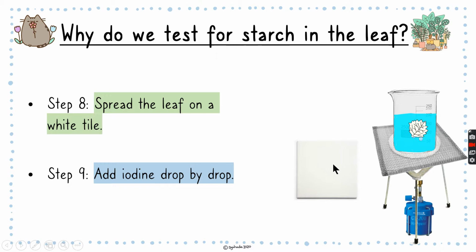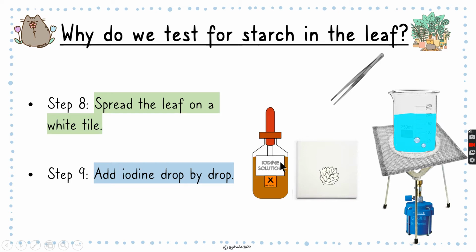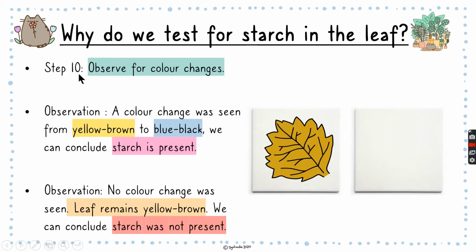So next you get a white tile, get your forceps again, transfer that leaf onto the white tile, and you get iodine solution, and just drop by drop. So step 10, observe for any color changes.